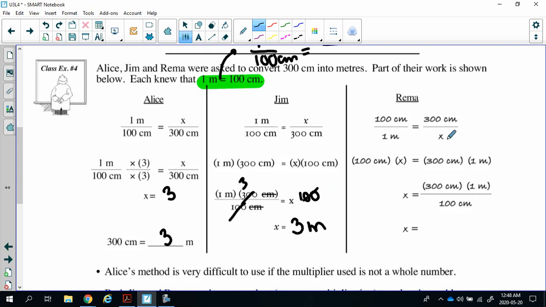Same answer. And then Rima, on the other hand, instead of writing it as 1 meter over 100 centimeters, wrote it as 100 centimeters over 1 meter, which is totally fine as long as the second part of the equation also mimics the same pattern, where centimeters is on the top and meters, the one we are trying to find, is on the bottom. And then what Rima did here was cross multiplication. 100 times x is equal to 300 times 1. A over B equals C over D, that's A times D is equal to C times B. You can cross multiply: 300 times 1 divided by 100, that's 3 meters.